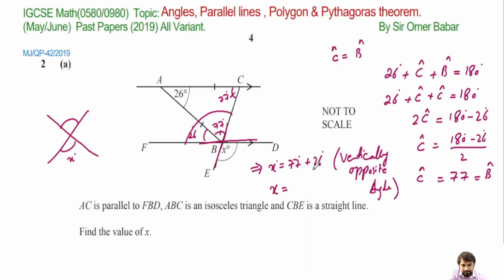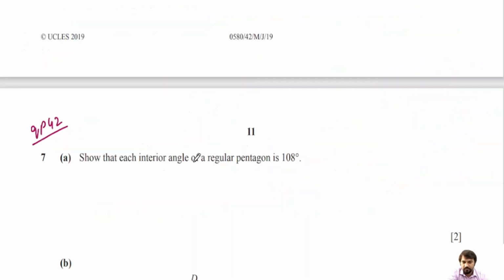Now add them. That is equal to 103 degree. Now the last question is a similar question paper, that is question paper 4, the variant was 2 and 2019. Question 7 says, show that each interior angle of a regular pentagon, regular meaning all sides equal and all angles equal, pentagon a 5-sided figure, is 108 degree. We have to calculate one interior angle.